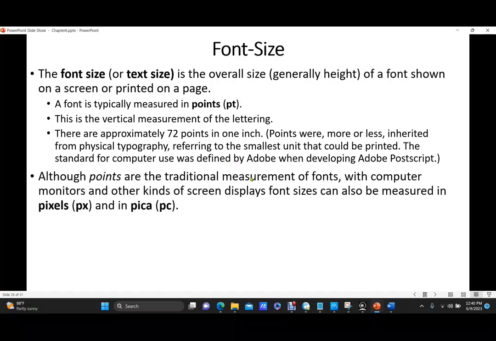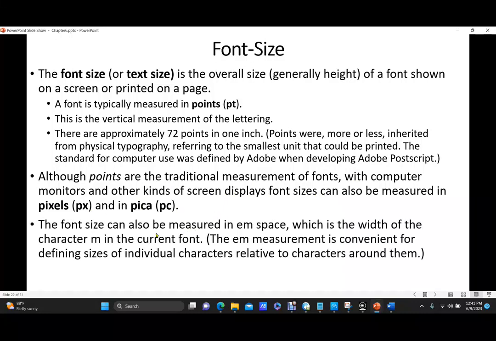Points are the traditional measure of fonts for computer monitors and other types of displays that can also be measured in pixels and picas. It can also be measured as ems. That's the width of the character M in the current font. The M measurement is convenient for defining sizes of individual characters relative to characters around them.